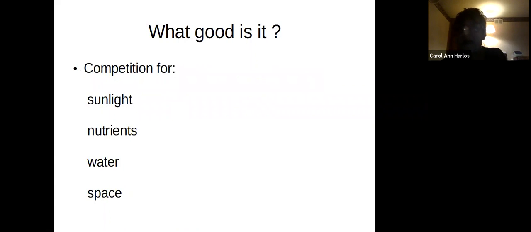What good is it? Well, all plants have to compete in order to live. Sunlight, nutrients, water, space. It is a tough world out there.